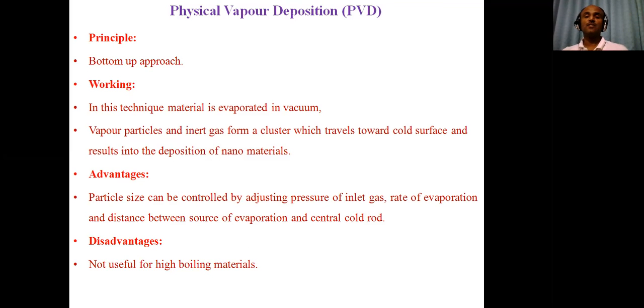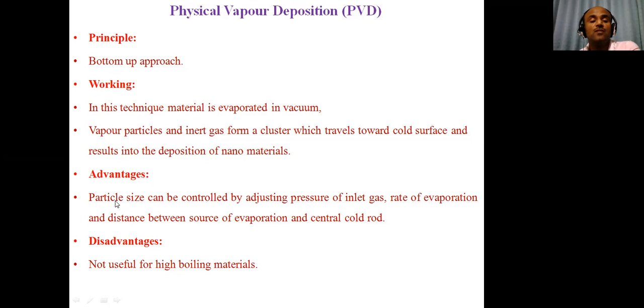Second method of synthesis of nanomaterial is the physical vapor deposition method. This is basically a bottom-up approach because in this method, atoms are arranged into clusters and clusters are further converted into nanomaterials. Working: in this technique, the material, that is the bulk material, is first evaporated in a vacuum, and the vapor particles and inert gas form a cluster which travels towards the cold surface and results in the deposition of nanomaterial.